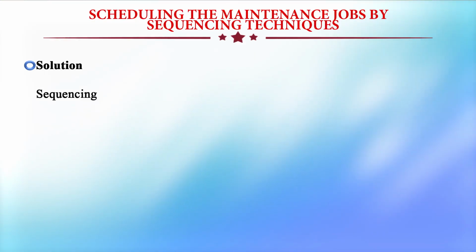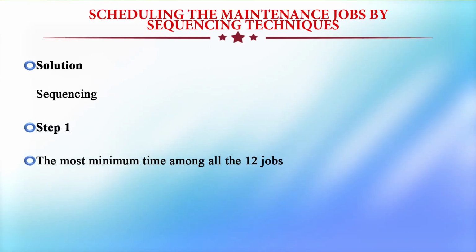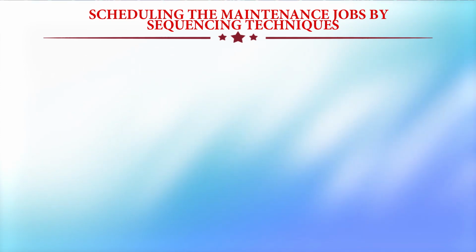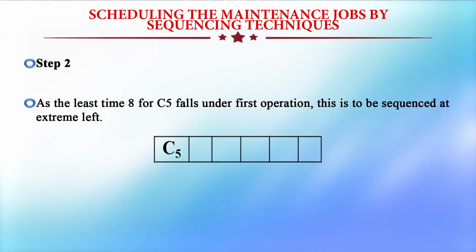Solution, sequencing. Step 1: among all the jobs, all 12 times, which one is the minimum, that we have to identify. There are 6 denting jobs and 6 painting jobs. The minimum is for car number 5, C5, for denting, which is 8 hours. As this least time of 8 for C5 falls under the first operation, it is to be sequenced at the extreme left.